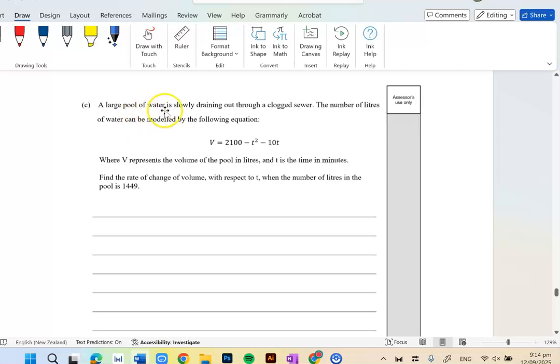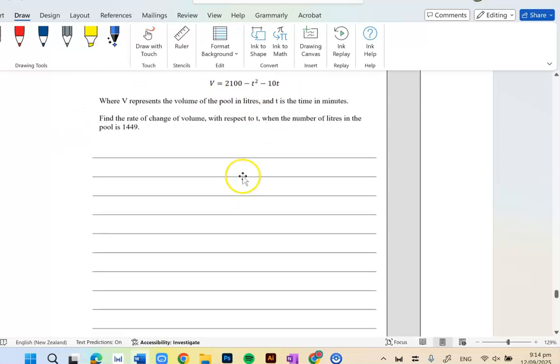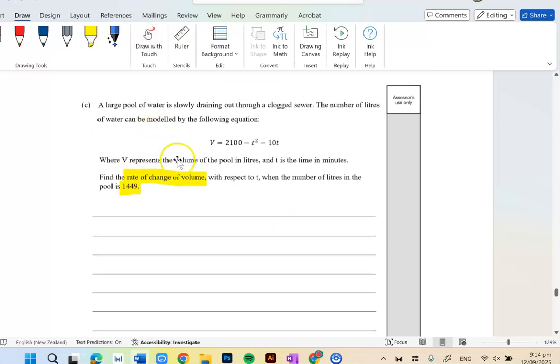Okay, next question. A large pool of water is slowly draining out through a clogged sewer. The number of liters of water can be modeled by this. Find the rate of change of volume with respect to t when the number of liters in the pool is 1449. Okay, we are given another piece of information. So the first thing we need to do is find t, like always. We always got to find the time usually.